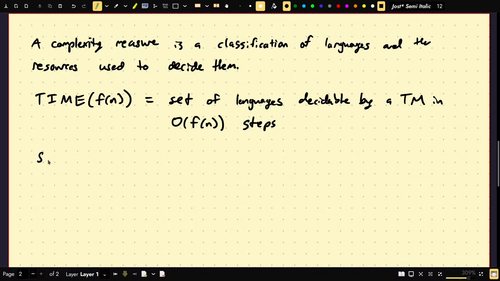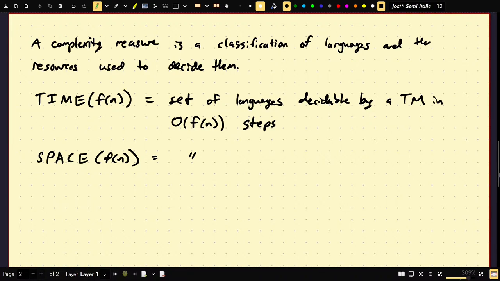Similarly, space of f of n is the amount of space the Turing machine uses. If you recall, I called an LBA space of n. It's the same thing, and n here is going to be the size of the input. So this is the set of languages decidable by a Turing machine which uses no more than O of n space. That's what the LBAs are. Instead of steps, it uses space.